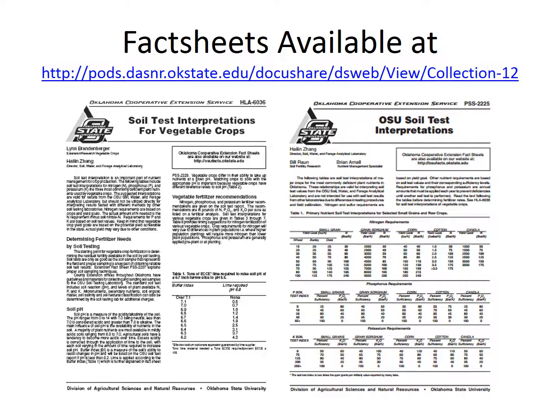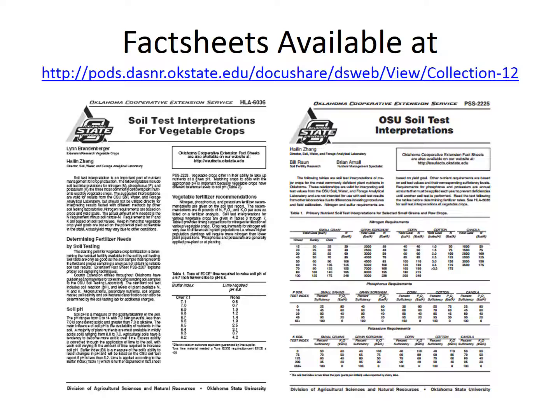I want to also point out a couple of fact sheets that may be of interest to you. There's the website address up there on the top. The first one is HLA 6036, and this is called Soil Test Interpretations for Vegetable Crops. This is the fact sheet that the website actually uses in order to calculate how much fertilizer you need to apply. So if you'd rather do it by hand or understand how it's being done, this is a good fact sheet to have, and it's great background information.